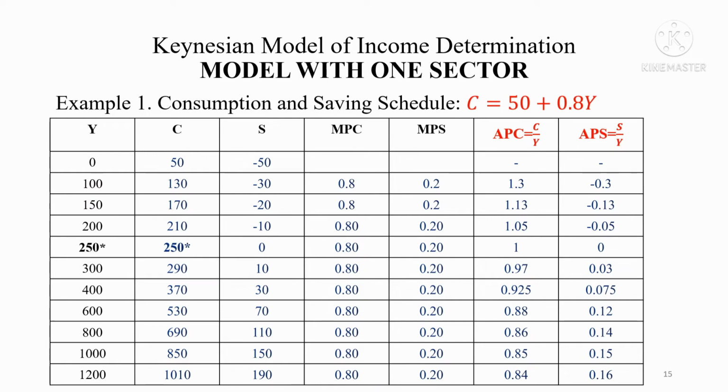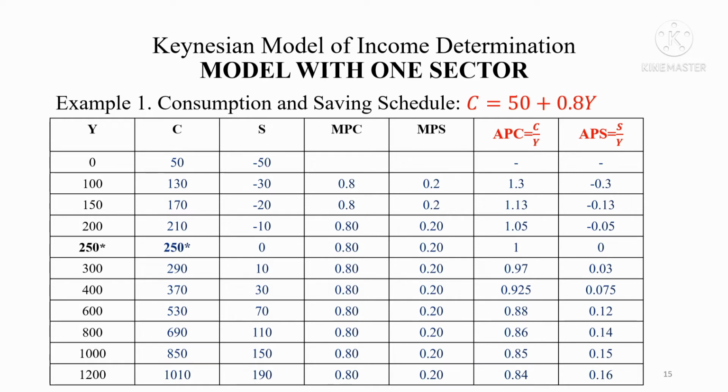Next is the columns for APC and APS. The value in column 2 and column 1 is used to solve for APC. So by doing the math, we can easily calculate APC and APS.